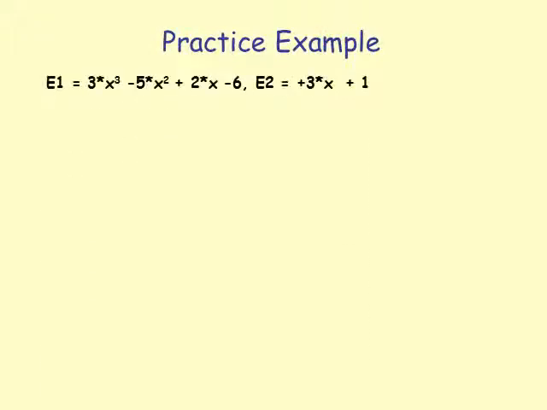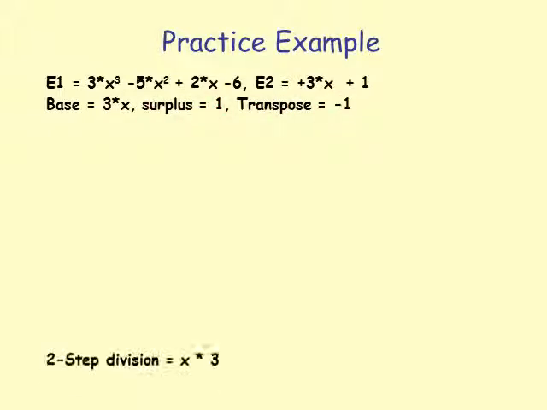Let's do another example for practice here. Let's continue. E1 in this example is 3x cubed minus 5x squared plus 2x minus 6, and E2 is 3x plus 1. Let's continue here. So base is 3 times x. This is my base here, and surplus is 1, and transpose is minus 1. So it's 3x plus 1. So surplus of the divisor from the chosen base is plus 1, and transpose of that surplus is minus 1.